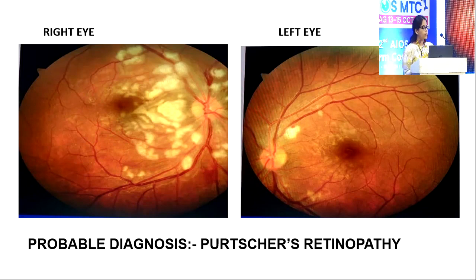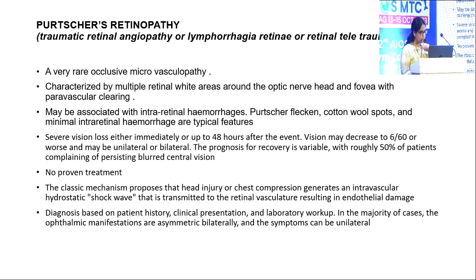This is the image of the right eye where we can see the thickening. So the probable diagnosis is Purtscher's retinopathy. Purtscher's retinopathy is a very rare occlusive microvasculopathy characterized by multiple retinal white areas around the optic disc and fovea with paravascular clearing. It may be associated with intraretinal hemorrhages. Flecken, cotton wool spots and minimal intraretinal hemorrhages are typical features.